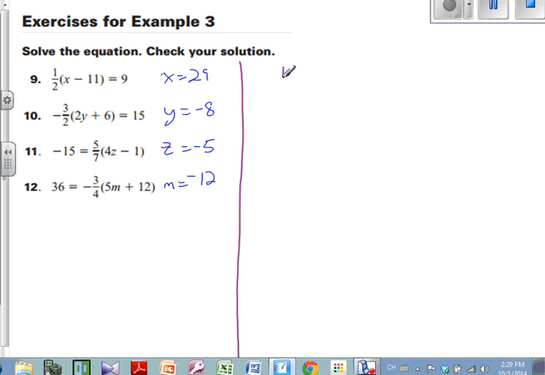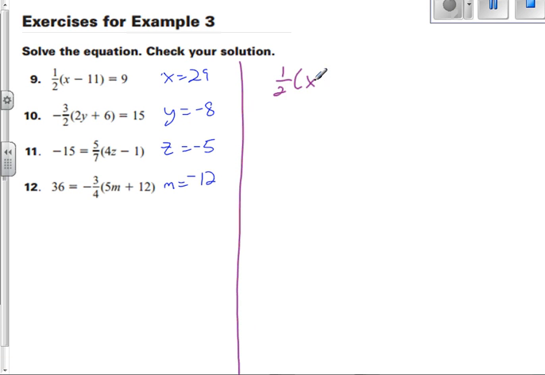So I have 1/2 times x minus 11 is equal to 9. All right, so I'm going to multiply by the reciprocal on both sides. I know that those cancel, it equals 1. I'm left with x minus 11 is equal to 18. Add 11 to both sides. x is equal to 29. All right, so that's one way to do it.